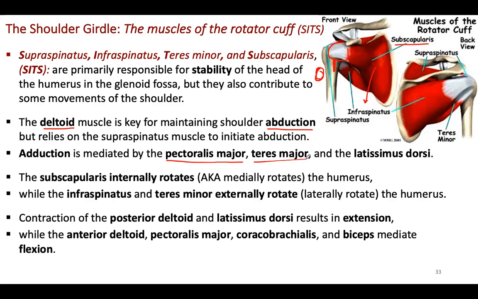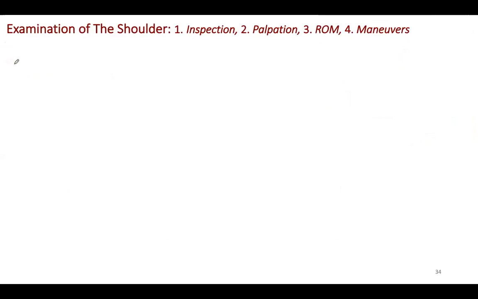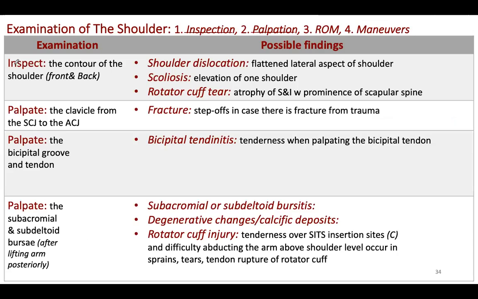This is kind of anatomy review, but the most important muscles are these four muscles. So if you want to learn by heart something from this slide, it's going to be the SITS: supraspinatus, infraspinatus, teres minor, and subscapularis. Okay, now the steps of examining the shoulder. We're going to start with inspection and palpation. We need to inspect the contour of the shoulder from both front and back. Shoulder dislocation will be manifest as flattening of the lateral aspect of the shoulder.